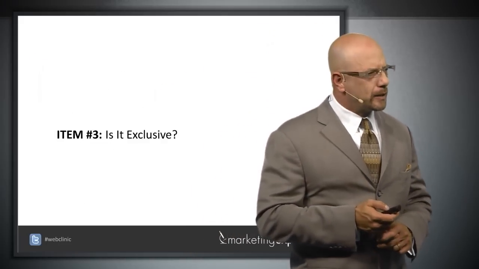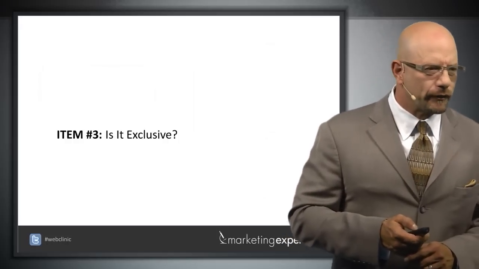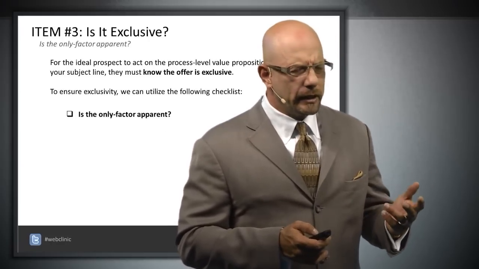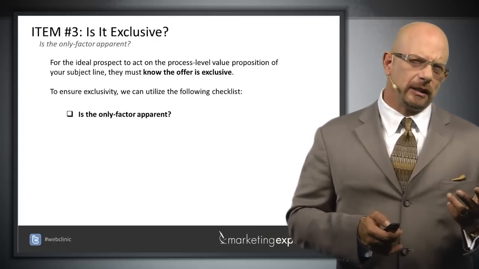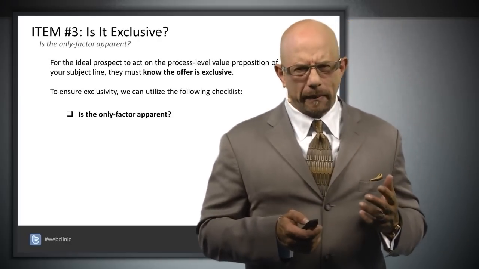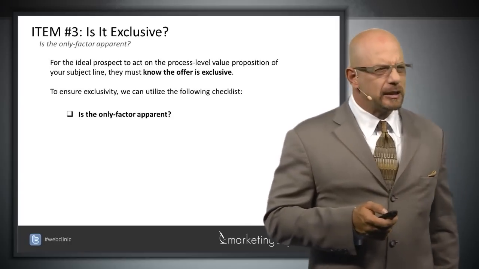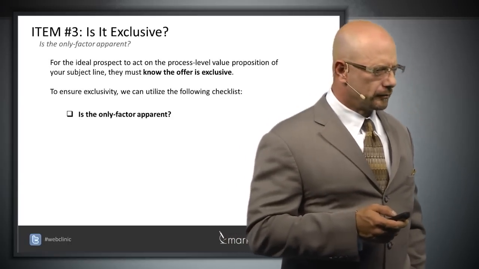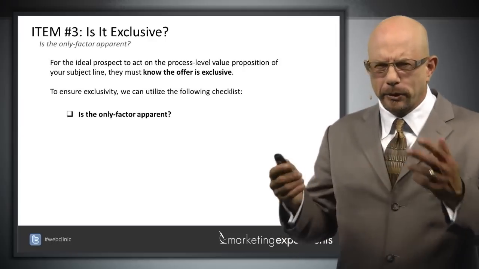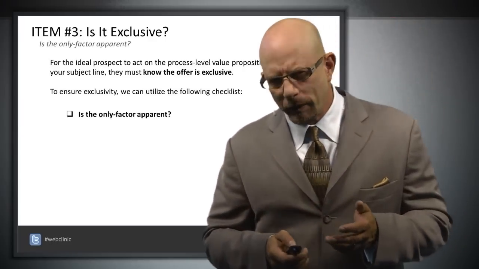Let's look at a third criterion that we can use to measure the effectiveness. Is it exclusive? This is critical because appeal is mitigated by essentially a lack of exclusivity. For the ideal prospect to act on the value proposition of this subject line and click through, there has to be something about it that's unique. Now, we know that's part of what we talk about when we talk about a value proposition for a product, but how does that apply to a simple process level value proposition associated with a subject line?